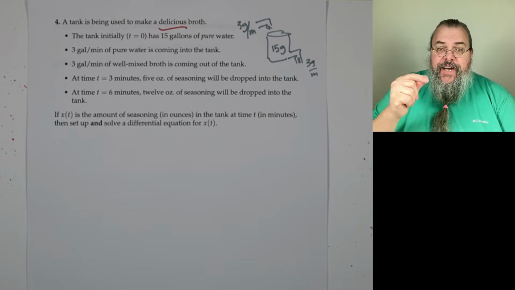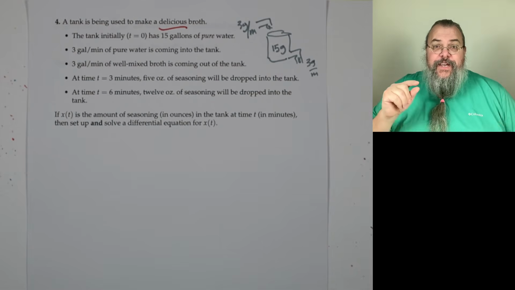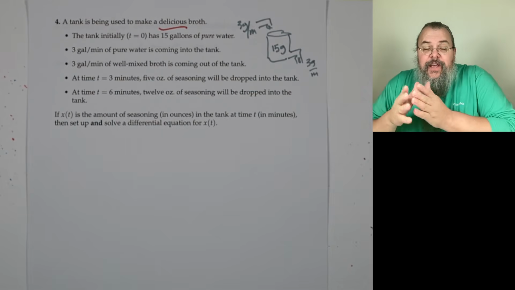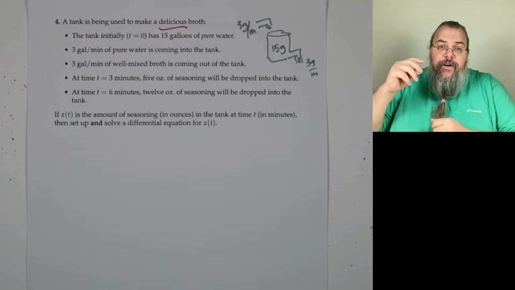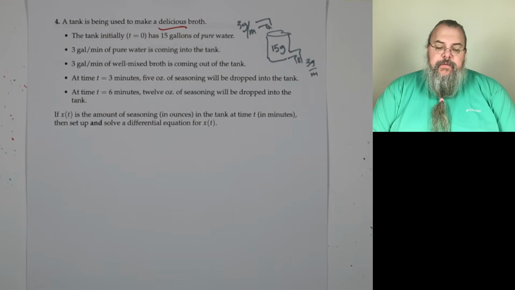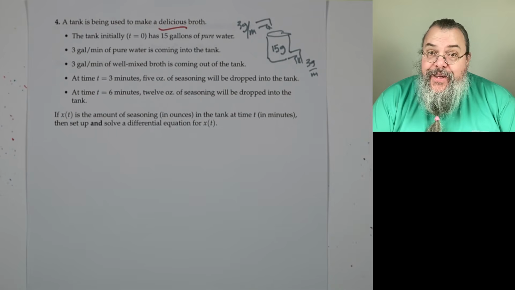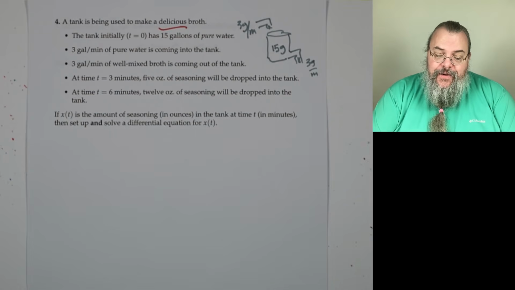So it's like a one-time instantaneous thing. This is going to be important in what's going to come next. So you have to decide, is this I'm turning something on and then turning something off, or is it a bam, bam? So that's going to come into play. Now, the question: if x of t is the amount of seasoning in ounces in the tank at time t in minutes, then set up and solve a differential equation for x of t.